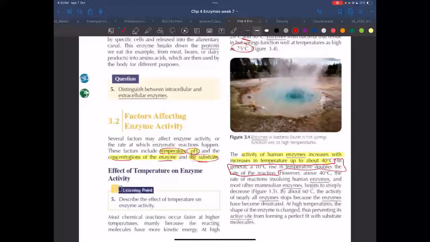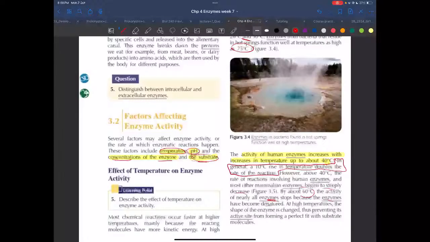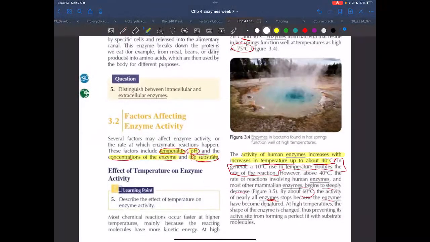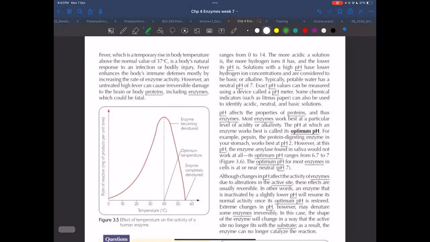And here they're telling you, it's not difficult. However, above 40 degrees Celsius, what will happen? Their reaction will begin to decrease. By about 60, all the enzymes stop because the enzymes have been denatured. And look, this is the very important sentence that I told you about before. At high temperatures, the shape of the enzyme is changed. So since the shape or the structure of it is changed, it cannot perform its normal function, thus preventing the active site from forming a perfect fit with the substrate molecules. Therefore, we will have no reaction.